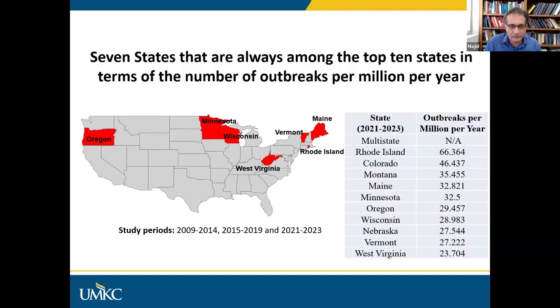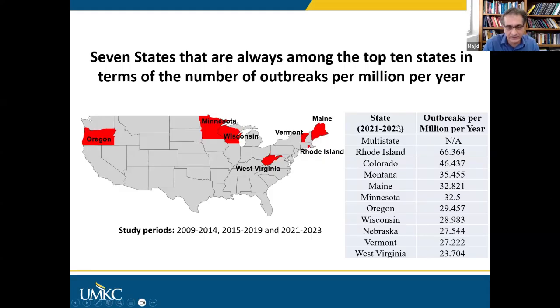Further analysis of data before we get to the modeling. We can see that there are 7 states that are always among the top 10 states in terms of number of outbreaks per million per year. You can see the list on the map. But we have to be careful. It doesn't necessarily mean that those states have a lot more outbreaks. It could be that some of those states have a better system of reporting, or they are reporting the cases a lot more often compared to the other states.